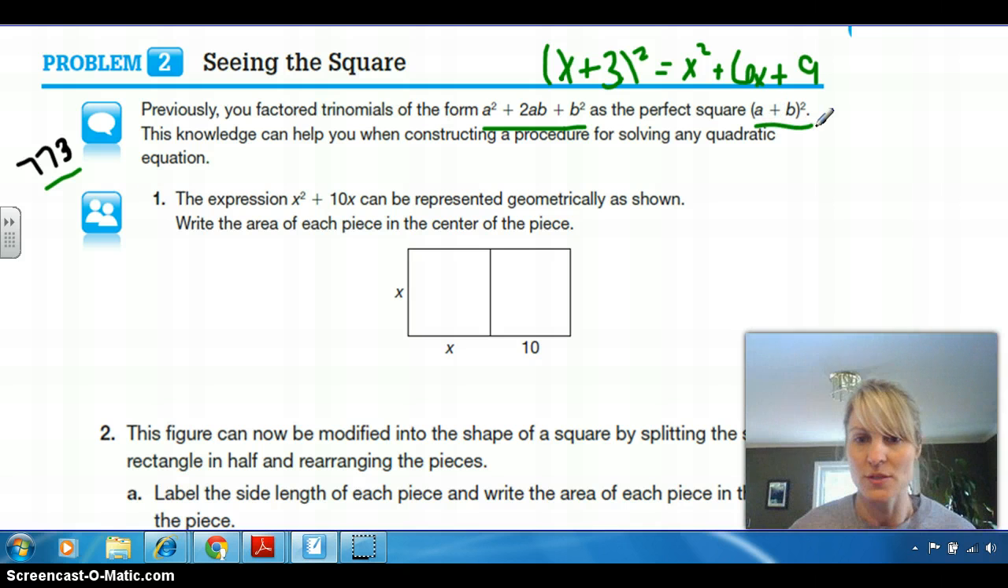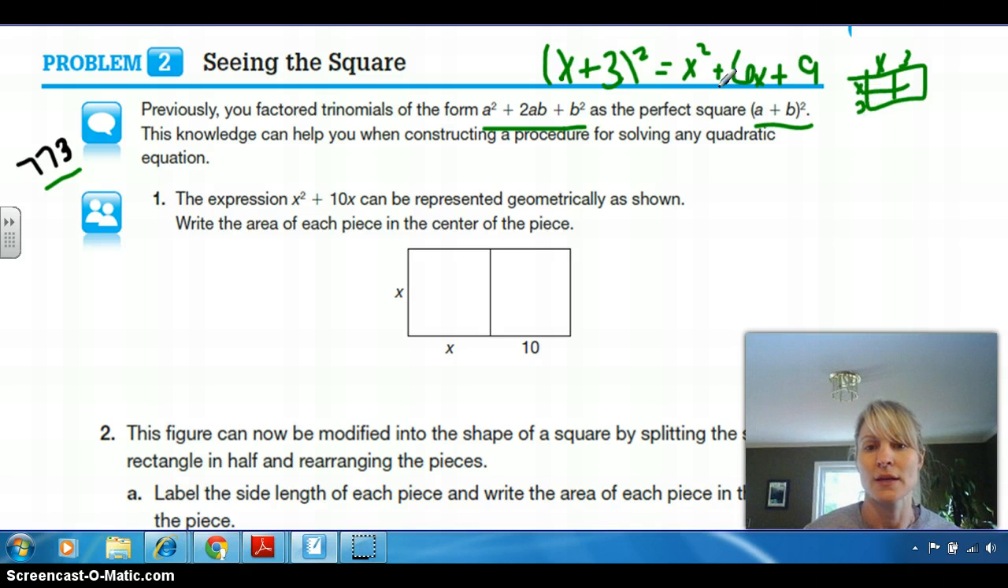Or again, if that's just confusing, you can just think of it's x plus 3 squared, and then you have your box, and then you can do the x and 3 and x and 3, and then we get our x squared in there, 3x, 3x, and then 3 times 3 is 9. And then this equals this 6x. And so again, we get the x squared plus 6x plus 9. So those are perfect square trinomials that we've been doing.